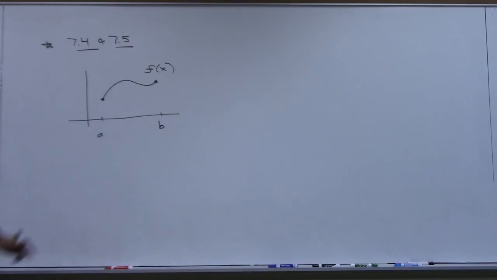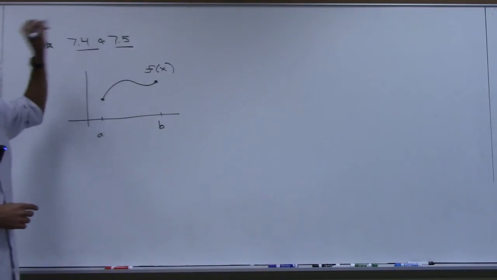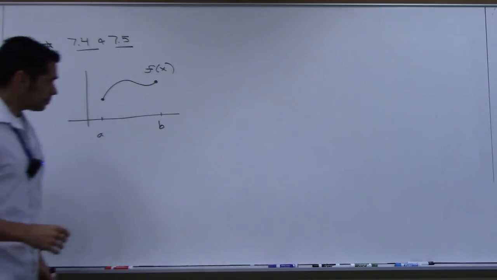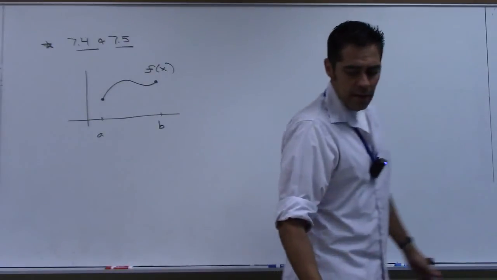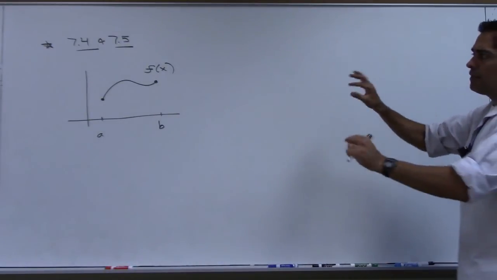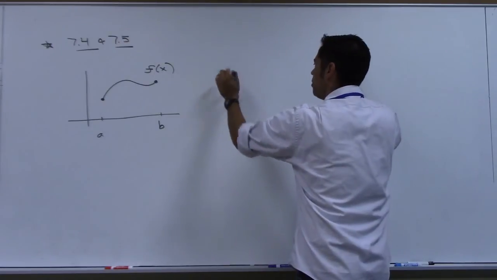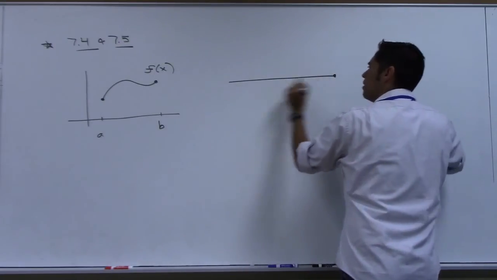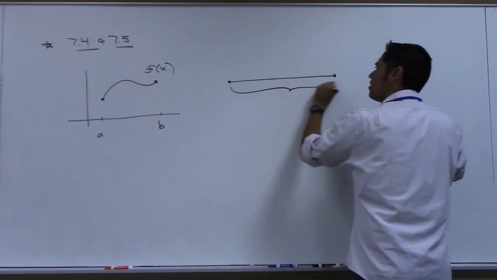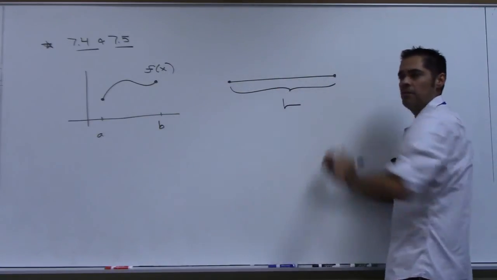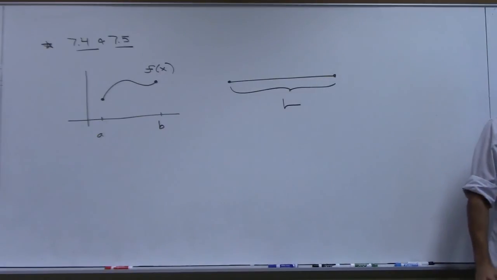So 7.4 is called arc length, and 7.5 is called surface area, and they're very much connected. So let's start with arc length. If I have this curve, and I take this curve off the sheet of paper, and I straighten it out like it's a string, and I put the two ends here, I would like to know what this length, L, is. That curve taken and stretched out. Understand?